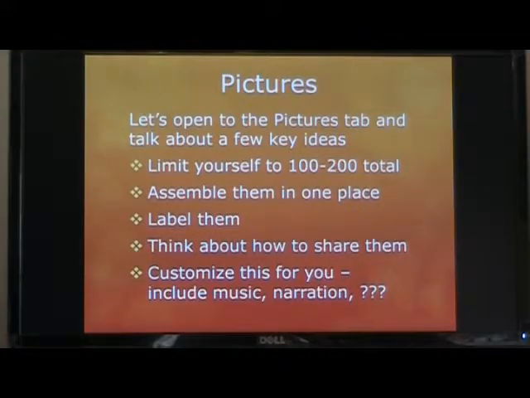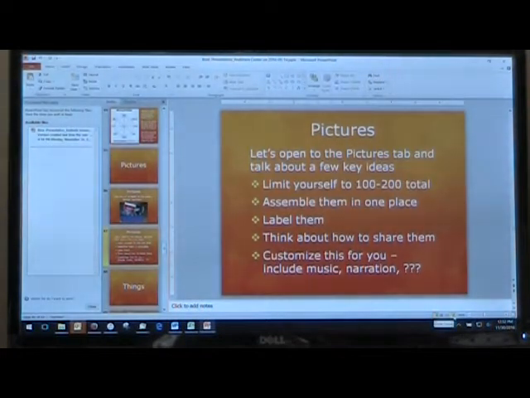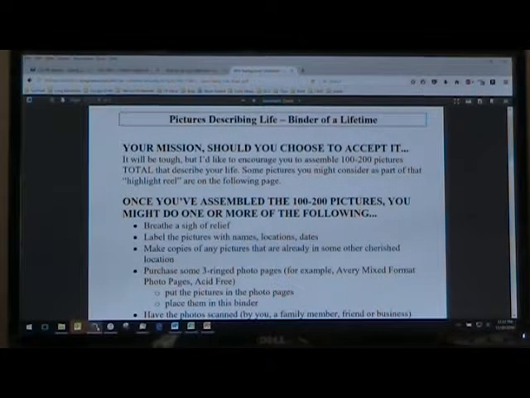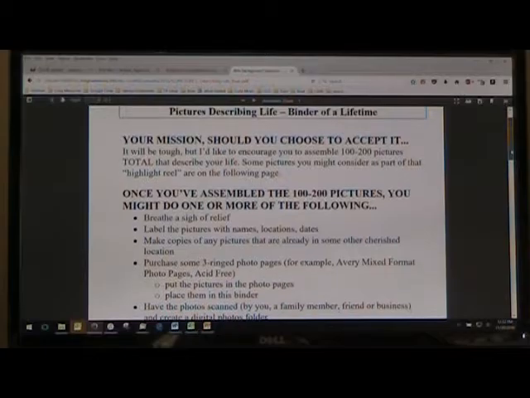And what I want to do is go to another page, actually to the website, and this is binderofalifetime.com, and this also shares a little bit about pictures describing your life. And so, as I mentioned, once you've assembled these pictures, you first might want to breathe a sigh of relief and then label the pictures with names, locations, and dates. Make copies of pictures that are already in some cherished location, and possibly purchase some 3-ringed photo pages that will protect the photos. Or you may want to have the photos scanned, either by you, a family friend, or even pay someone else to do that.